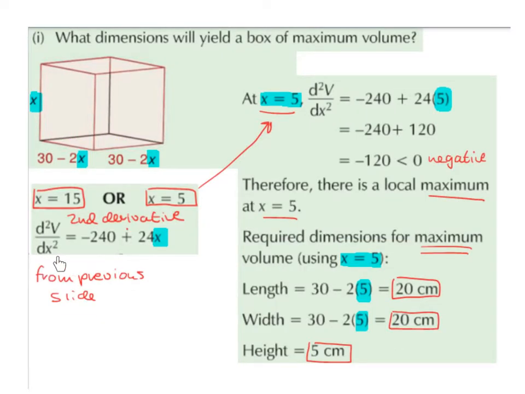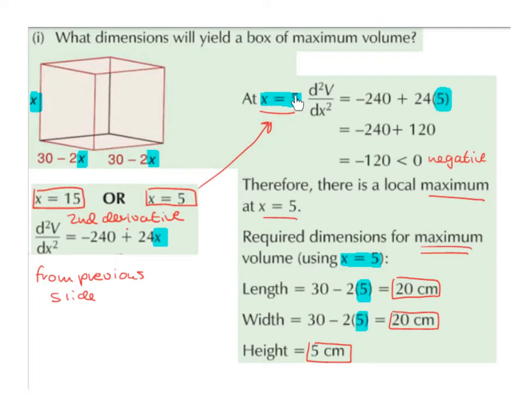So from the previous slide, we worked out our two x values to be 15 and 5, and then we worked out the second derivative to be minus 240 plus 24x. We substituted the 15 in place of that x, and we got a positive answer, which means that at x is equal to 15, we have a minimum. So now we need to do the same with x is equal to 5. So we swap the x in the second derivative for 5 with brackets around it.